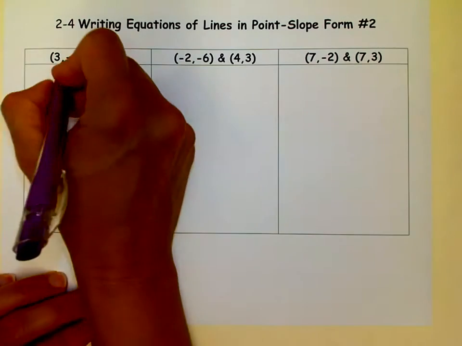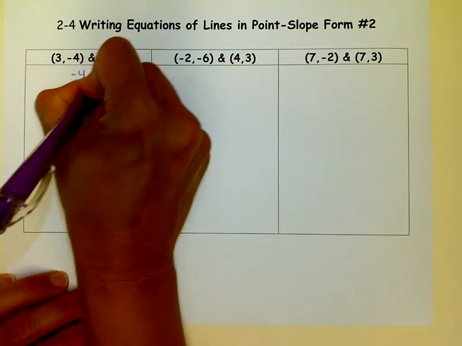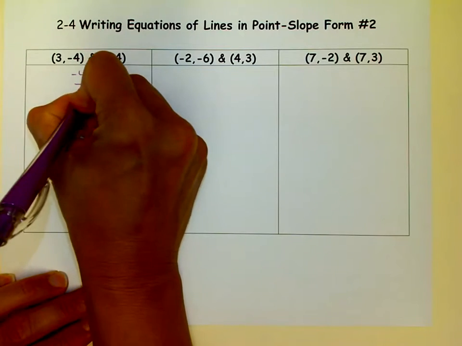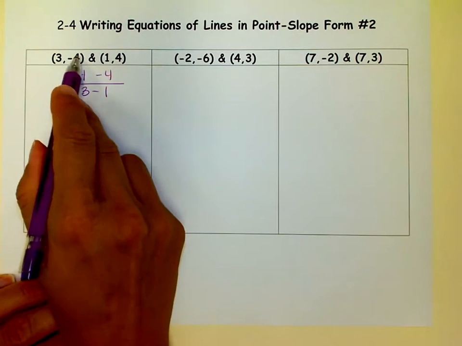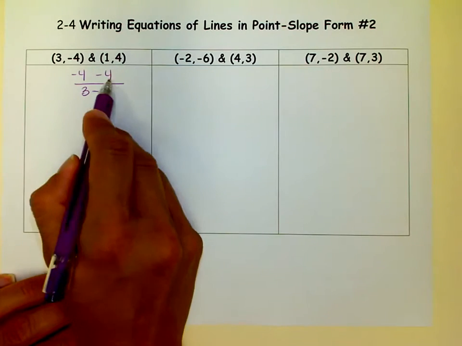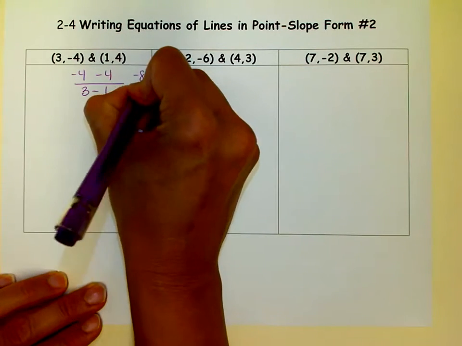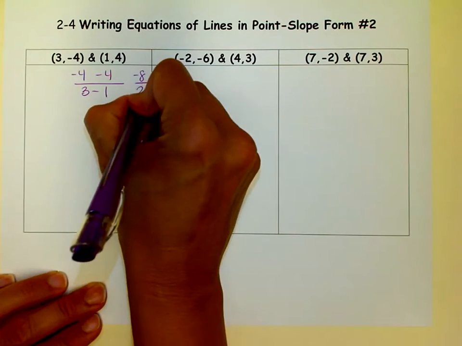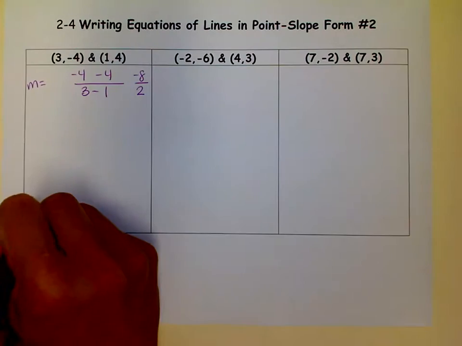So to find the slope, remember, it's y minus y over x minus x. I start with this point, y minus y, x minus x. Negative 4 minus 4 is negative 8. Negative 3 minus 1 is 2. So my slope is negative 4.